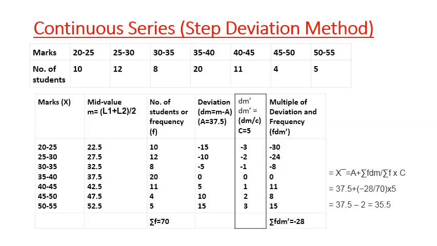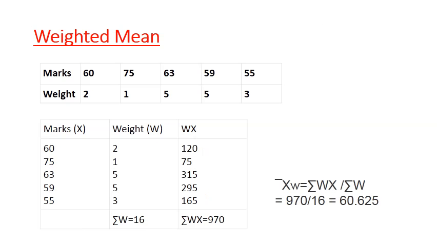X bar is equal to A plus summation of FDM dash, remember here it is FDM dash, divided by summation of F, into C. So it will be 37.5 plus minus 28, FDM dash is minus 28, divided by 70, into 5. 37.5 minus 2, which is equal to 35.5. This is how you can calculate the mean with the help of step deviation.